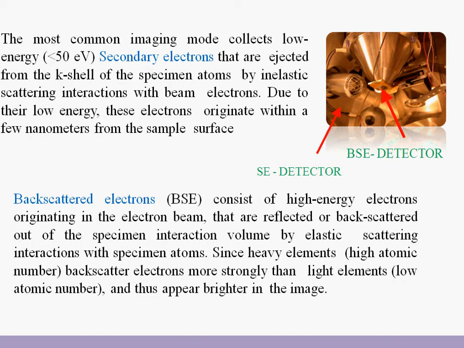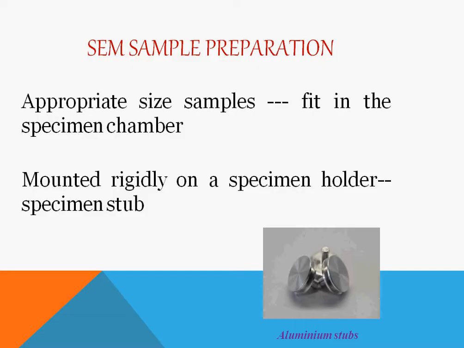The important one here is the backscattered electrons, which consist of the higher energy electrons originating in the electron beam that are reflected or backscattered out of the specimen interaction volume by elastic scattering interaction with the specimen atoms, right? So it is used for heavier elements, which means higher atomic number, which backscatter electrons more strongly than the light elements, meaning low atomic number, and thus appear brighter in the image.